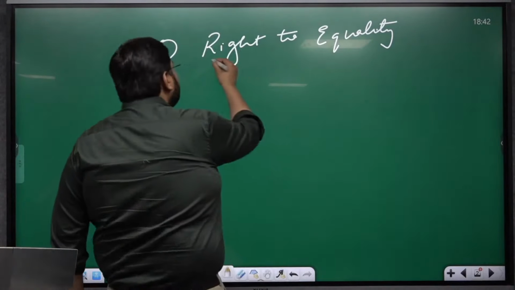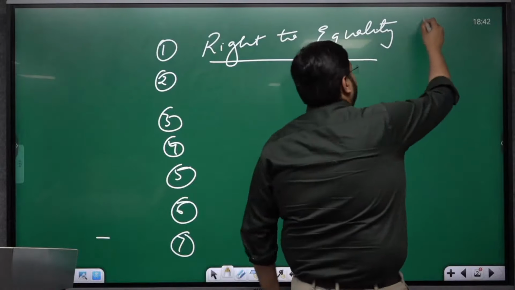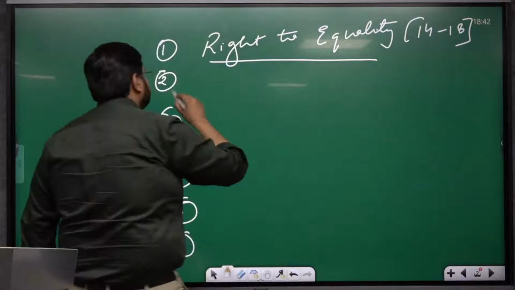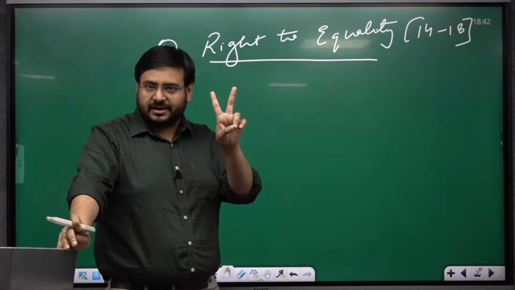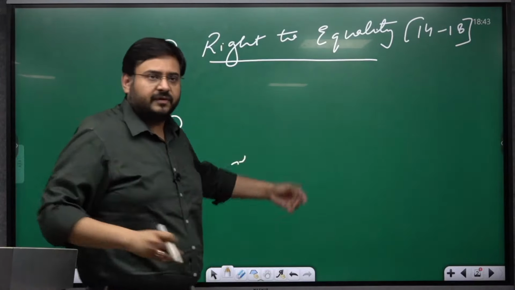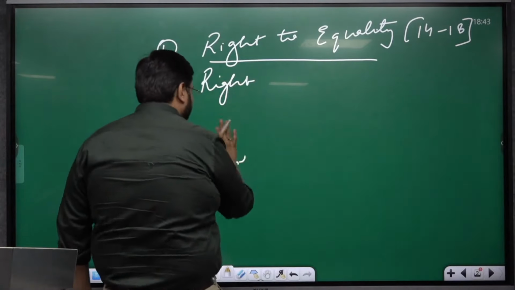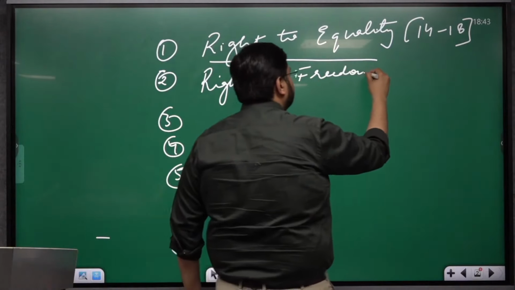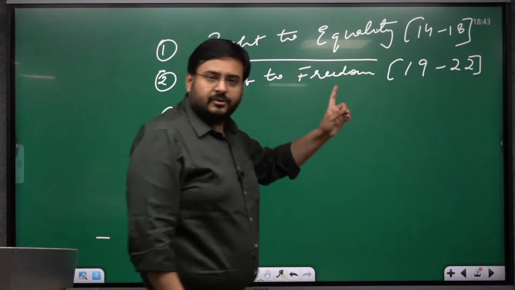Well, right to equality. From which article to which article? 14 to 18. You must be thinking, some of you, why are we discussing this, it is very basic? So, I told you 2 words yesterday, trust and patience. So, something important will come out of it. So, right to equality, then right to freedom. Yes or no? Very good. From Article 19 to 22. 18 cannot be repeated, right?